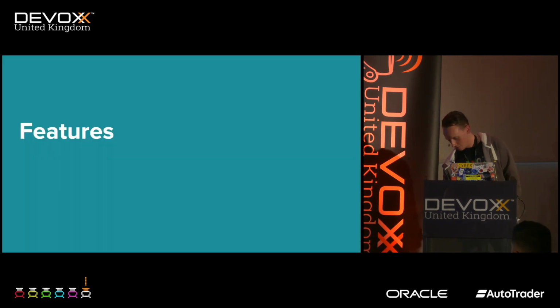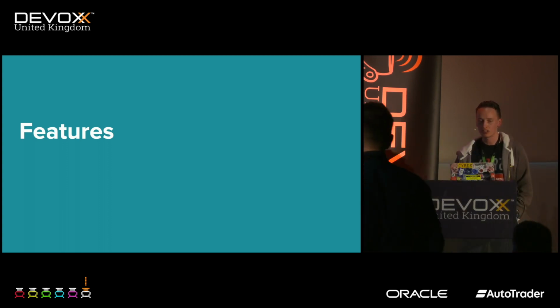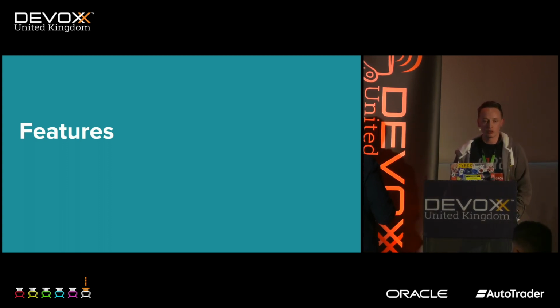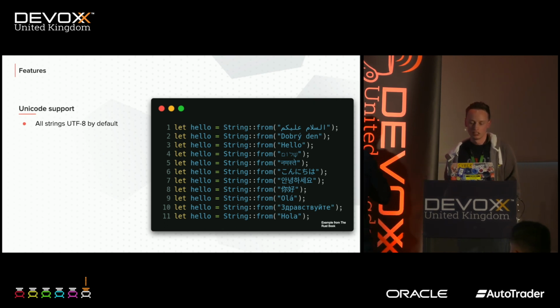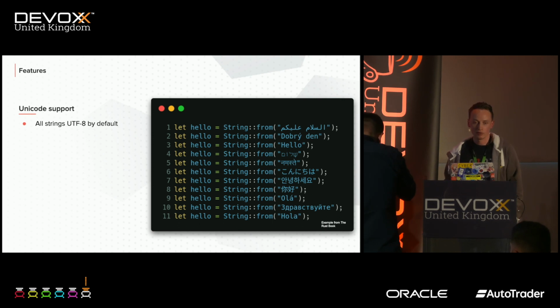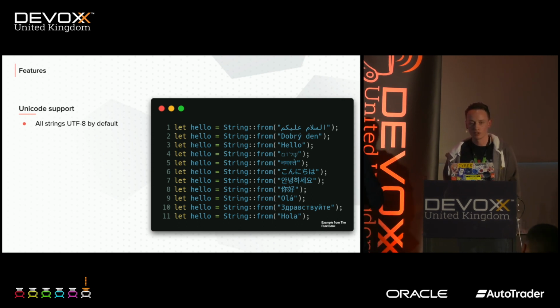Okay, so that was perhaps the most novel feature of Rust, but there are a number of other ones that are quite interesting. For example, in Rust, all strings are UTF-8 encoded by default. This means no more having to encode and decode ASCII to and from Unicode.